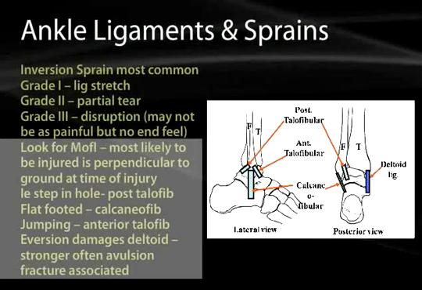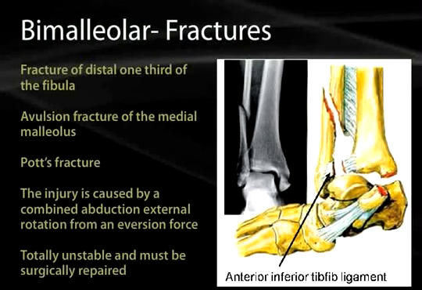Remember, a lot of these ligaments are much stronger than the bones they attach to, so this is a common place for avulsion fractures. Here we can see an example of a bimalleolar fracture as a result of an ankle sprain. You can see this is a very serious injury, and it basically involves total instability of the ankle itself.